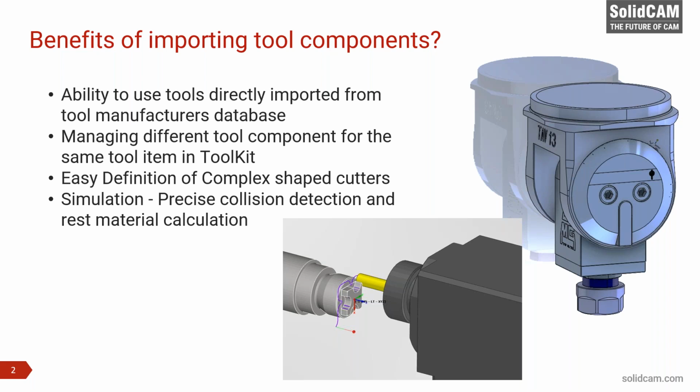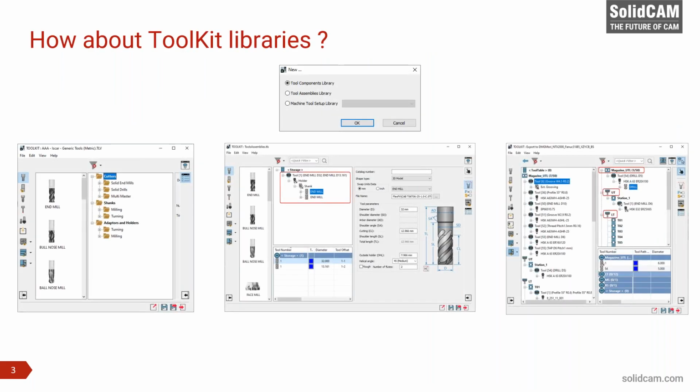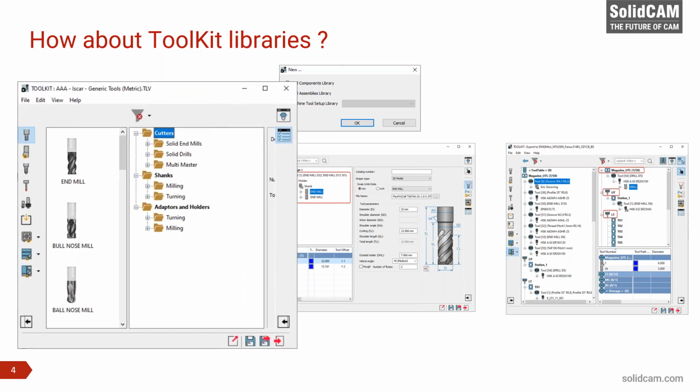Okay. So let's go next. So what do you need to know about the toolkit itself? Behind the scenes, it behaves completely differently compared to the old tool table library, as it has 3 different, I would say, levels. And we basically divided it into the tool components library.